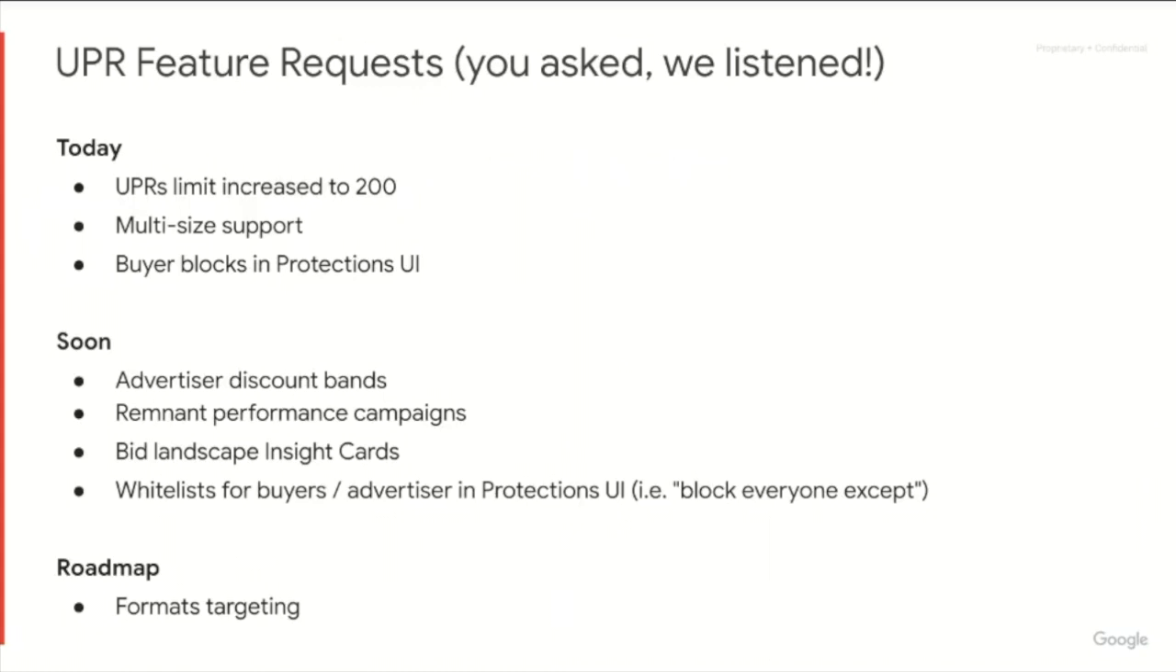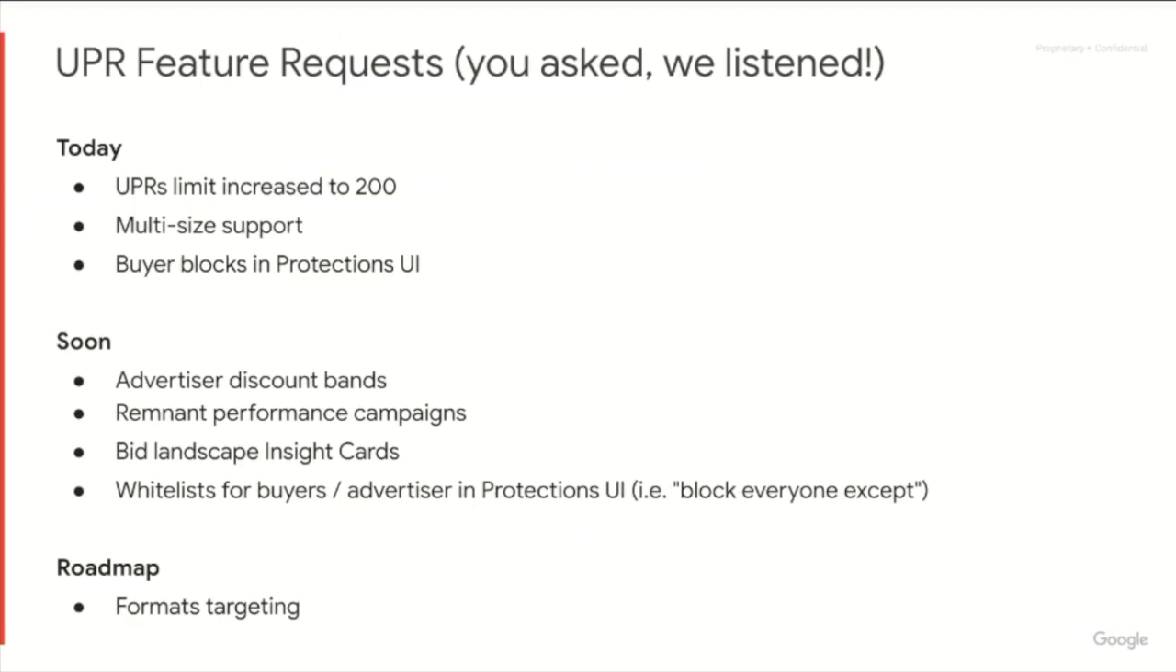Buyer blocks as well. We just spoke about those in the protections UI. That's now live. Coming very soon, advertiser discount bans. If you have a preferred global advertiser where you have a deal in many different regions, and you want that advertiser, regardless of the channel through which they're buying, access to some pockets of inventory at a lower rate than everybody else, you'll be able to do that. Watch this space.